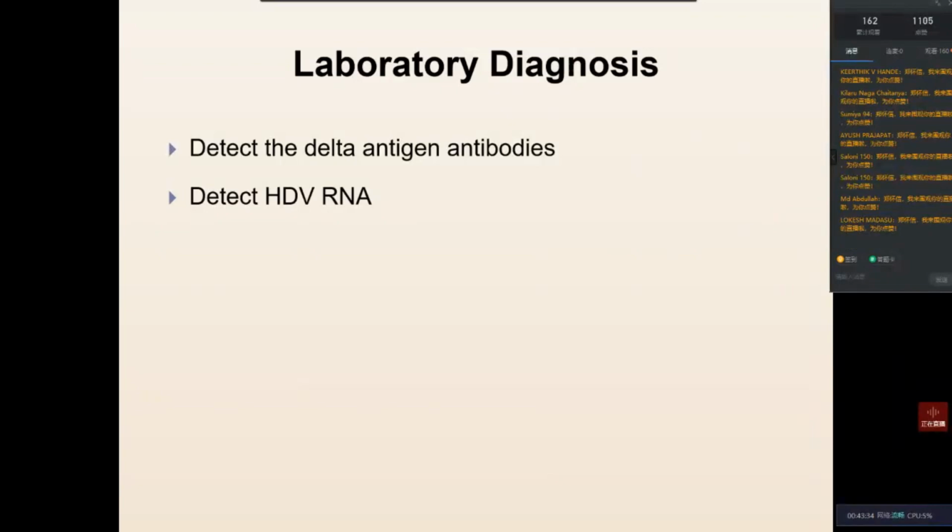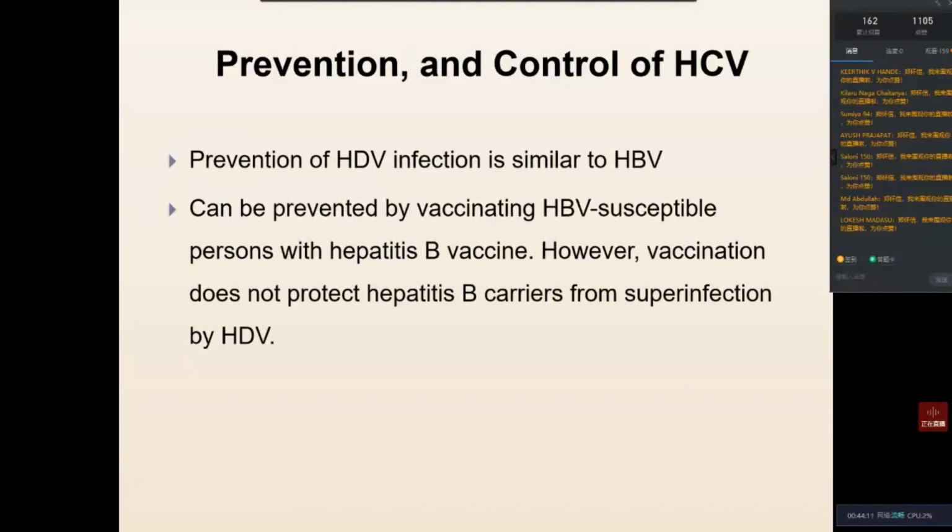Laboratory test, we can detect the delta antigen, or we can detect the delta antigen antibody in the serum. And keep in mind that even though it contains the HBV surface antigen, you cannot use that as an indicator. You need to use some HDV specific molecule to detect HDV. So another way is to detect HDV RNA using real-time PCR. That's the laboratory test. Prevention and control of HDV. There is a typo in the title. That's prevention and control of HDV, not HCV.